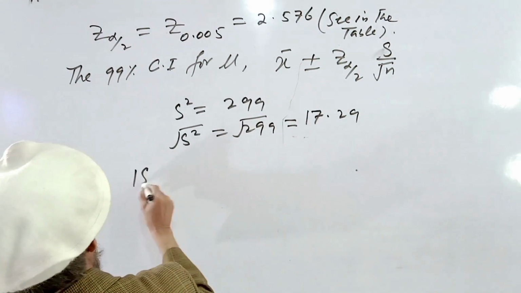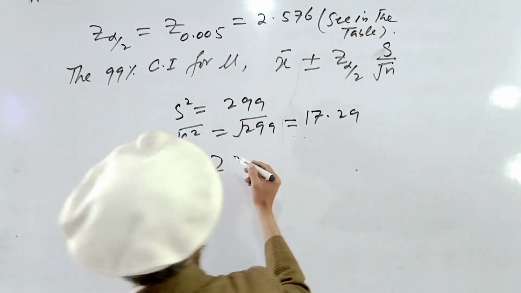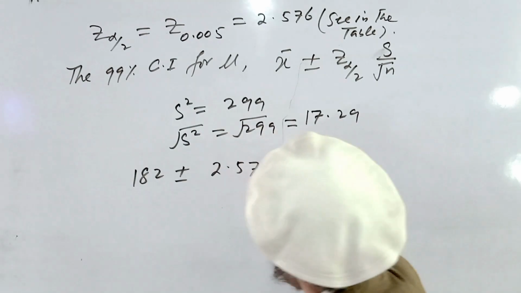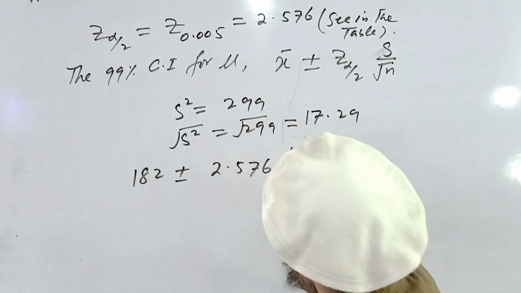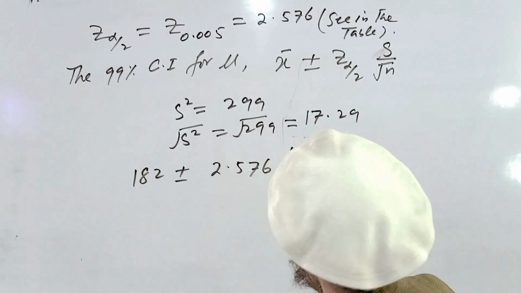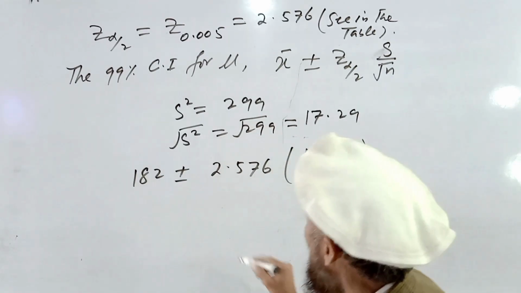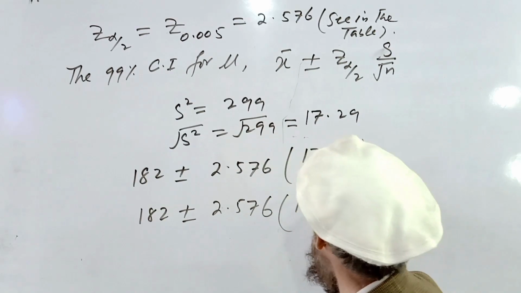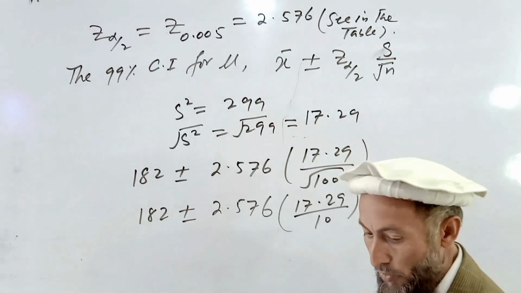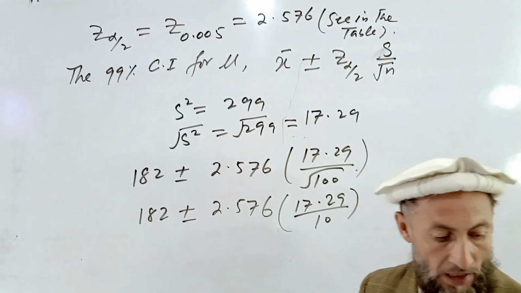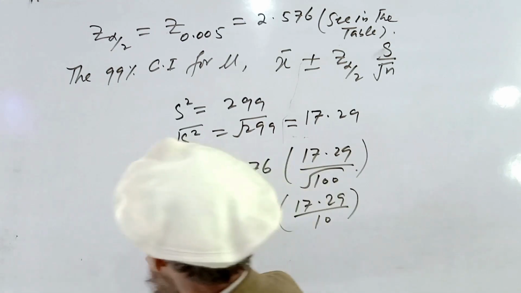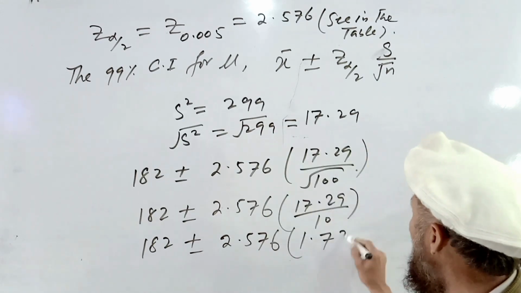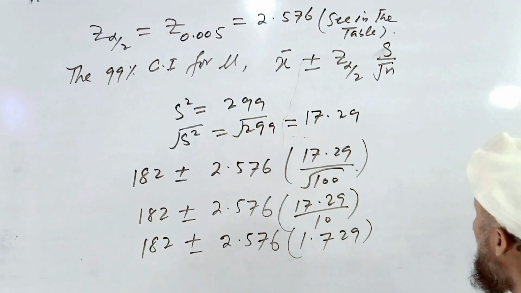Now substitute the values in the given interval. It equals 182 plus minus z alpha by 2, which we have already found, 2.576, and s is 17.29, divided by the square root of n, where n is 100. So 182 plus minus 2.576 times 17.29 divided by 10. So we get 182 plus minus 2.576 times 1.729.